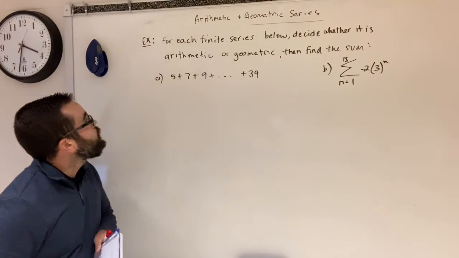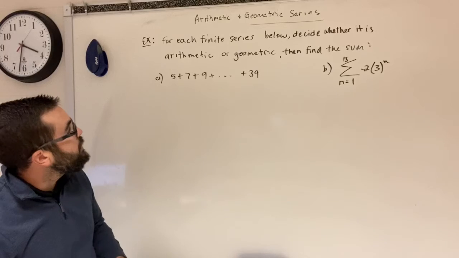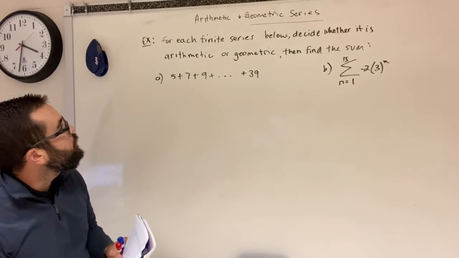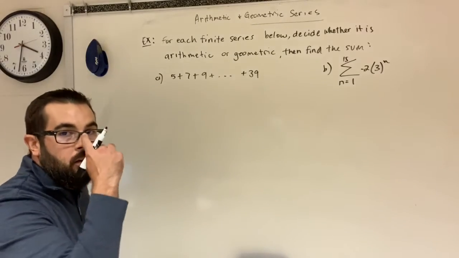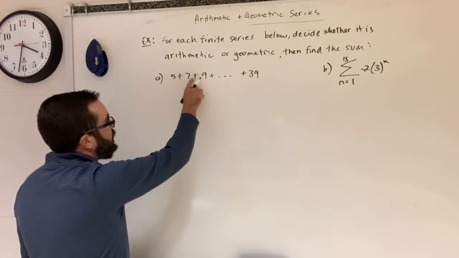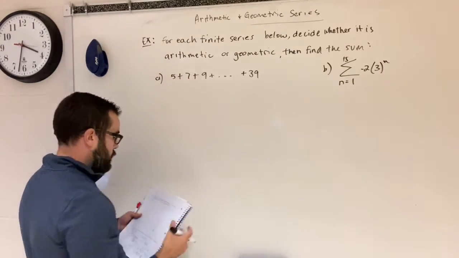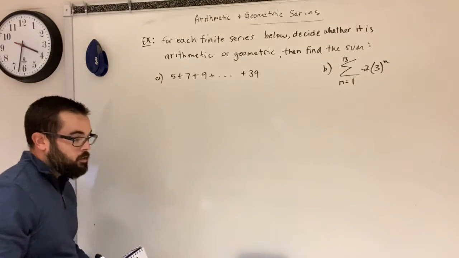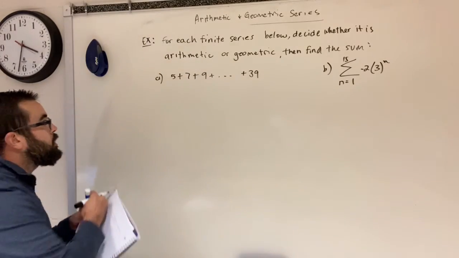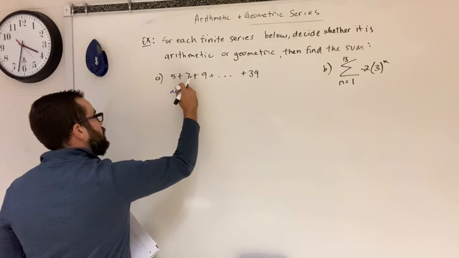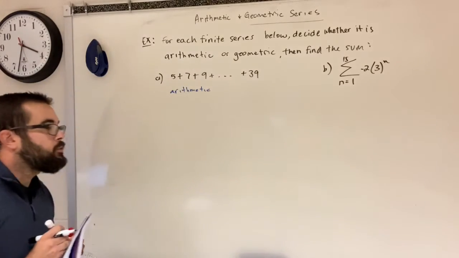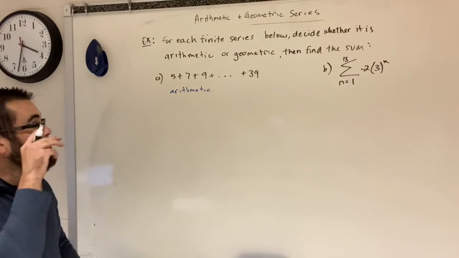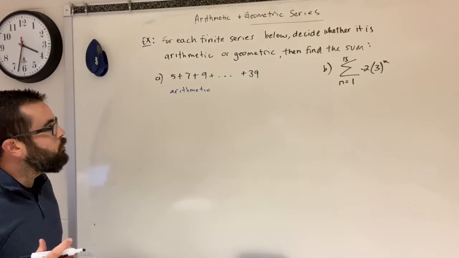Okay, a new set of directions. It says for each finite series below, decide whether it's arithmetic or geometric, then find the sum. All right, so we have 5 plus 7 plus 9 plus all the way out to 39. So this appears to be an arithmetic series. So I need to decide what formula I want to use.